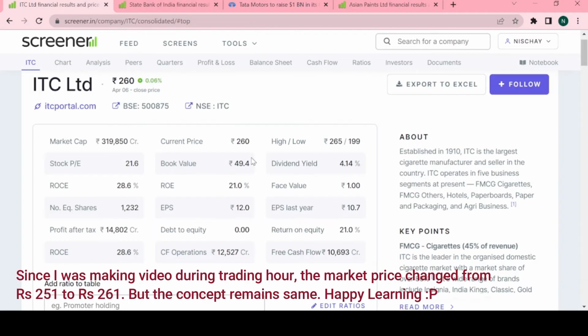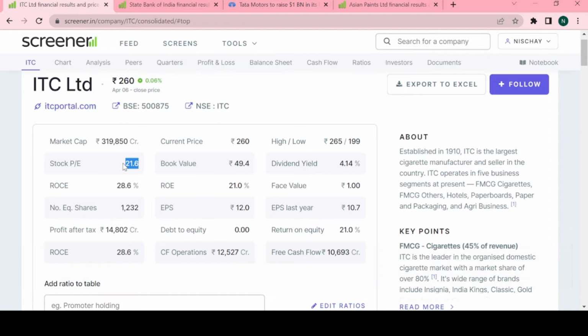So if you look at Screener.in, then price is 260 rupees and EPS is 12. So if you divide them, you get 21.6, which is the stock PE ratio. But also keep in mind that PE ratio is one of the many factors which determine the quality of a stock, and hence you should not ignore or reject a stock just because its PE ratio is very high.